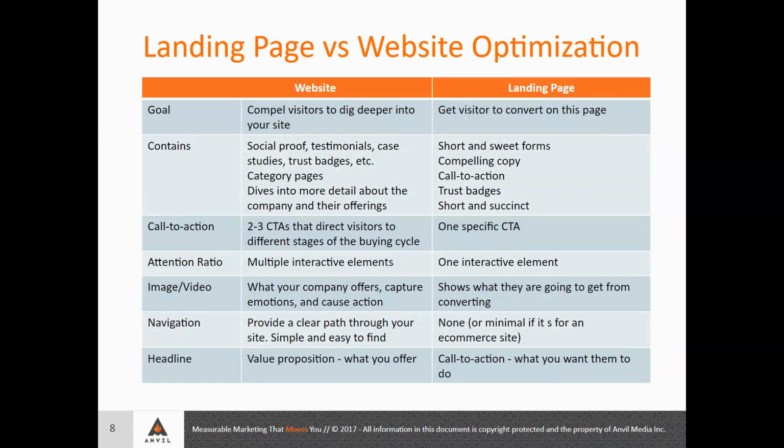On your website, you're going to have multiple different things to capture emotion, cause action, and show what your company offers. And on the website, you have a value prop for your headline, whereas on the landing page, you might have a little bit of a value prop, but it always talks about a call to action and what you want them to do at the beginning of the page.